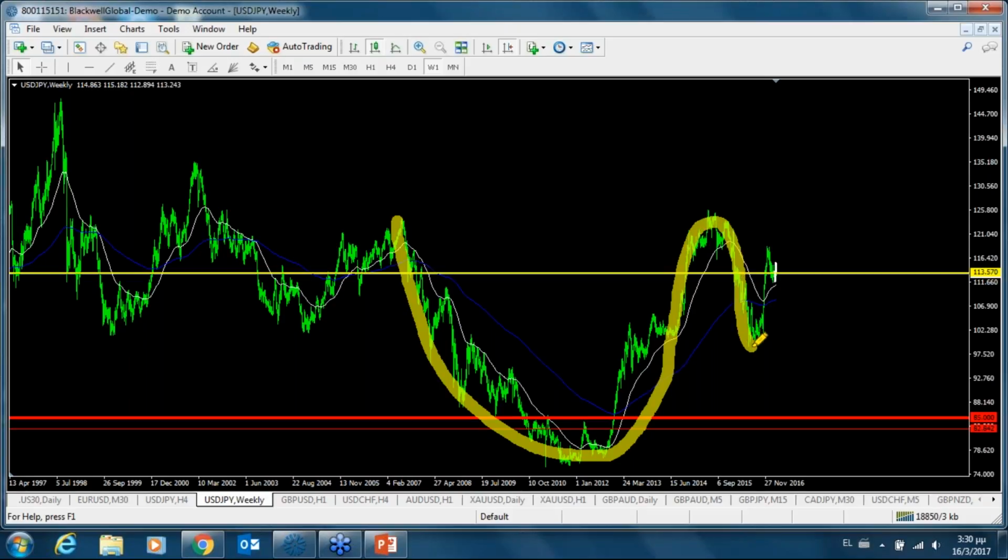Now this handle part, I've got the mouth of the cup right there, let's say. And I've got the mouth of the cup and the base of the cup. Now, this is a handle building up. The handle usually builds up by coming downwards, and then it would reverse up and go towards the mouth of the cup.